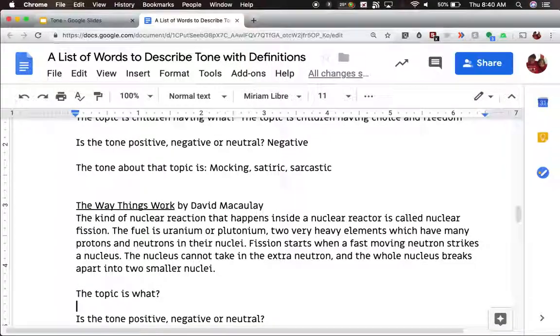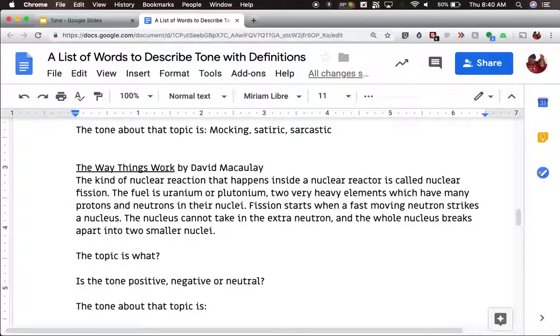All right, the next one is The Way Things Work by David Macaulay. The kind of nuclear reaction that happens inside a nuclear reactor is called nuclear fission. The fuel is uranium or plutonium, two very heavy elements which have many protons and neutrons in their nuclei. Fission starts when a fast-moving neutron strikes the nucleus. The nucleus cannot take in the extra neutron, and the whole nucleus breaks apart into two smaller nuclei.